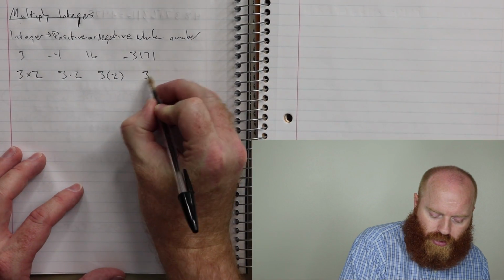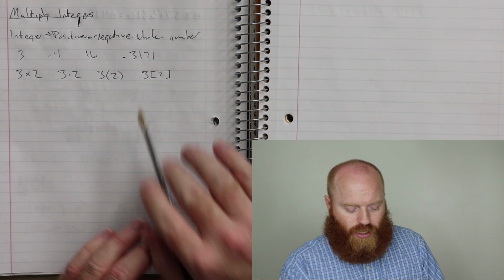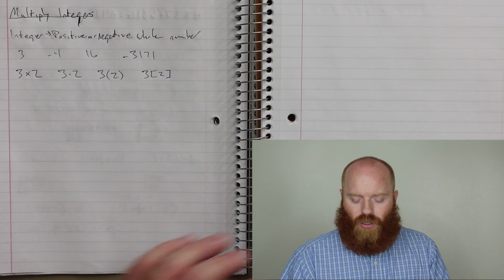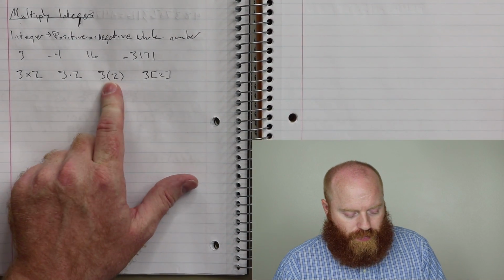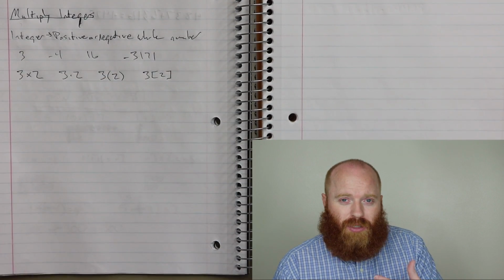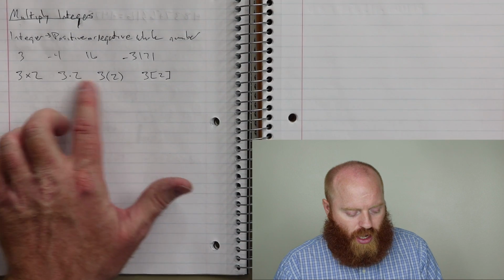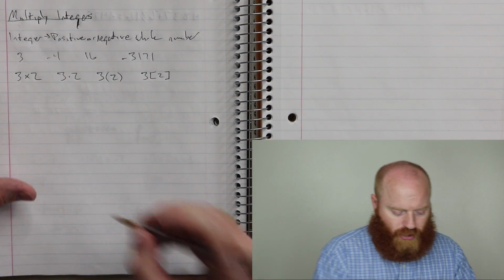And that works for all grouping symbols. For instance, 3 open bracket, 2 close bracket. That also means 3 times 2. When you have a number touching a grouping symbol, regardless of what grouping symbol it is, parentheses, brackets, braces, all that stuff, it means multiply. So I'd say dot and parentheses are probably the most common. So bottom line is, let's get started.